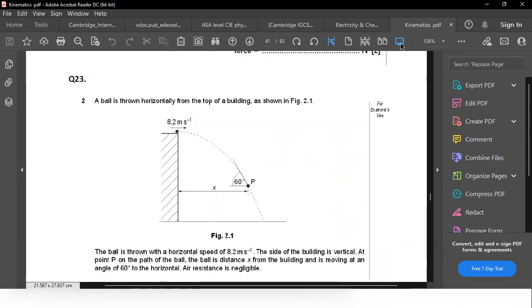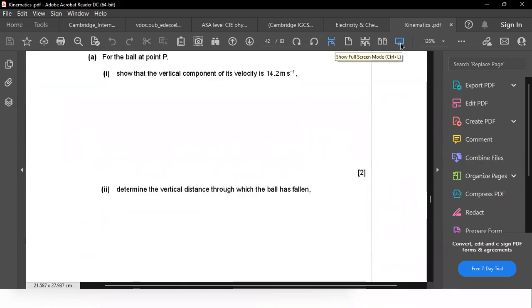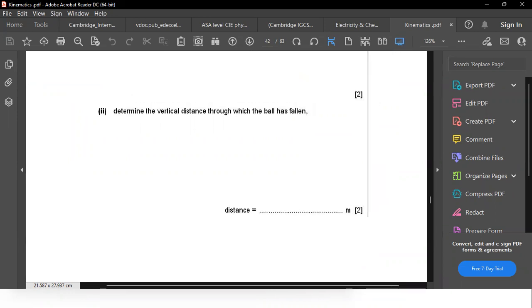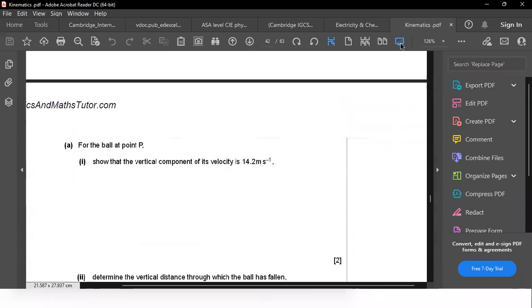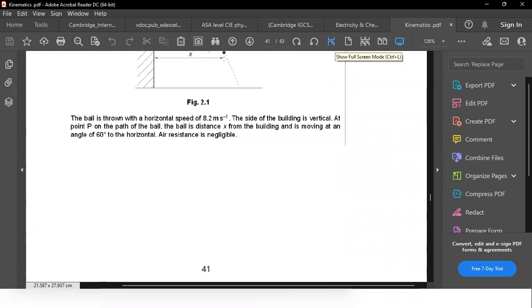So that is what I meant. They'll make you solve for different components. Now they're saying, now that you've done this, the second part is easy. Determine the vertical distance through which the ball has fallen. Okay, so now we know the final velocity as well.